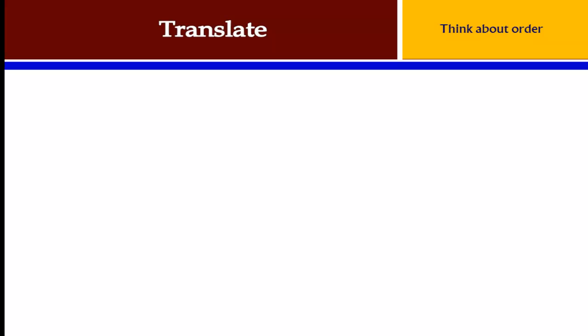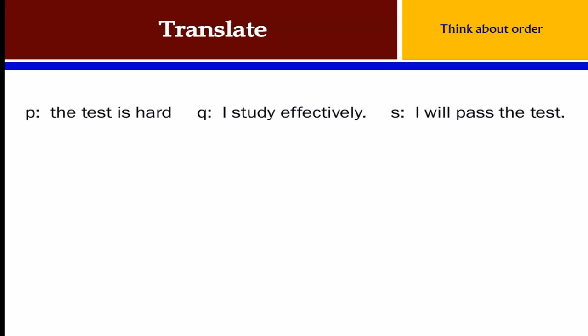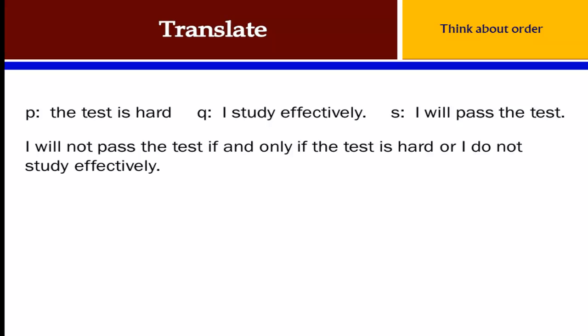So let's translate another, and let's think about our order and our dominance of connectives. Here are 3 simple statements. P, the test is hard. Q, I study effectively. S, I will pass the test. Here's a compound statement. I will not pass the test if and only if the test is hard or I do not study effectively. We have 2 connectives here because we have 3 simple statements. Our connectives are if and only if and the word or.